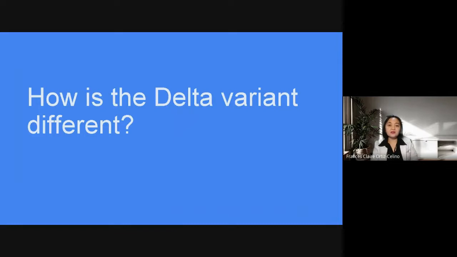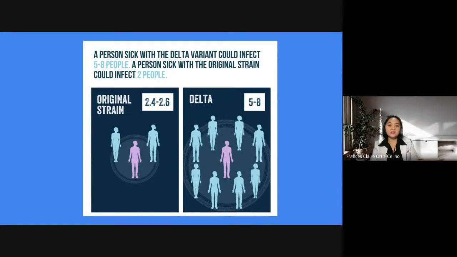Now, how is the Delta variant different from the other variants that we have? So, since it is the fastest and the fittest, a person sick with the Delta variant could infect now 5 to 8 people. So a person sick with the original strain could infect 2 people. Okay, so ito yon, yung original strain, yung nasa gitna, kung siya yung naapektuhan, pwede siyang makahawa ng 2 or 3 persons. Ngayon, itong si Delta, kaya siya nakakatakot, kaya fast siya, kasi nga, dun siya sa spike protein, dun sa may spike ng SARS-CoV-2 na nagkaroon ng mutation, mas nakakahawa siya, kaya nagiging 5 to 8 yung pwede mong mahawaan.